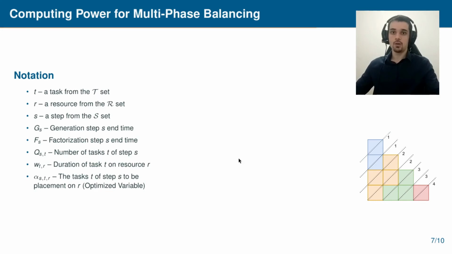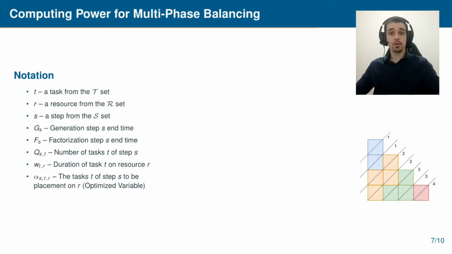Here, we have T for tasks, R for resources, and S for steps, and the steps are imaginary divisions that we make in the matrix by the diagonal, present in this image. This represents more or less the flow of the algorithm. Then, we have variables that represent the ending time for the generation step, GS, and factorization step, FS. Basically, when one diagonal is done for each phase. We also know how many tasks we have per step, that is N_ST. And because it's a task-based application, we have the duration of each task on each resource, W_TR.